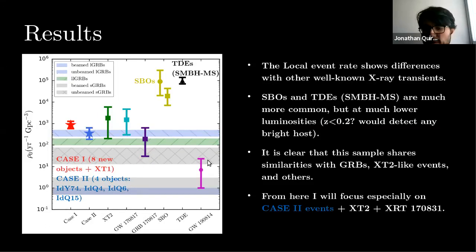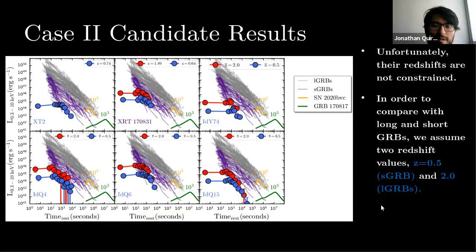From here, I will only focus on these case 2 events plus XT2 and this other transient detected by Lin and Dol. So if you remember, these objects have very similar features to XT2. So in that sense, the idea is to try to compare with a well-studied sample of gamma ray bursts. However, we don't have a redshift well constrained. So we assume 2 different redshift values, a redshift of 0.5 and a redshift of 2, typically the mean redshift value for short and long gamma ray bursts respectively.